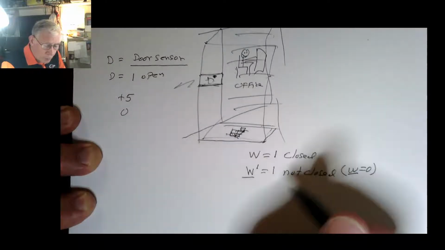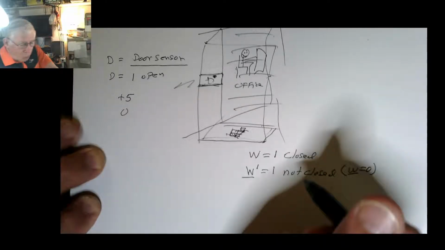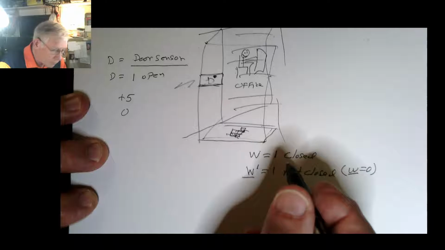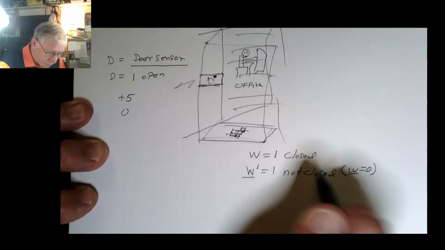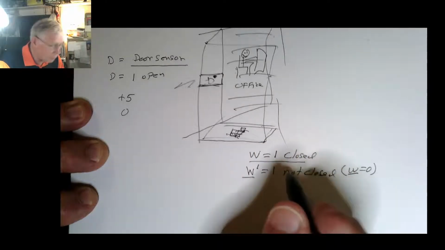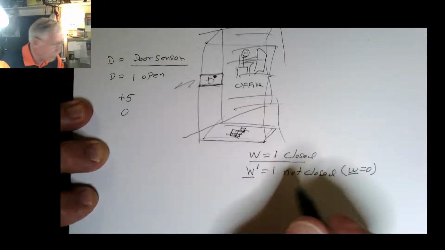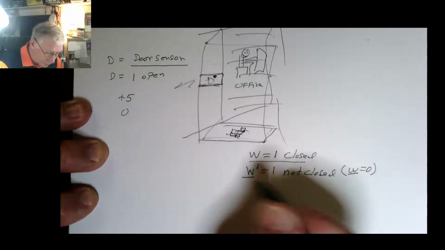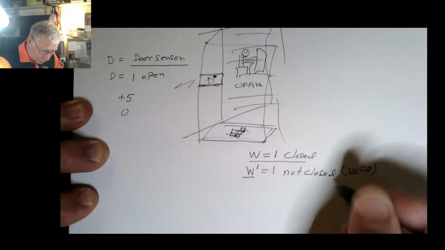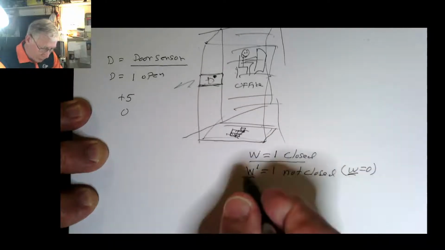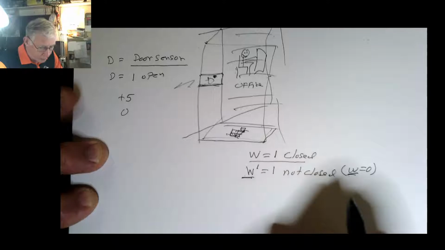The window is going to give us a 1 if it's closed, which is maybe a little backwards, but anyway. And I think I did the door right. So the door is 1 if it's open. The window is going to be 1 if it's closed. And if it's not closed, then W is going to be 0, which means W prime would be 1.